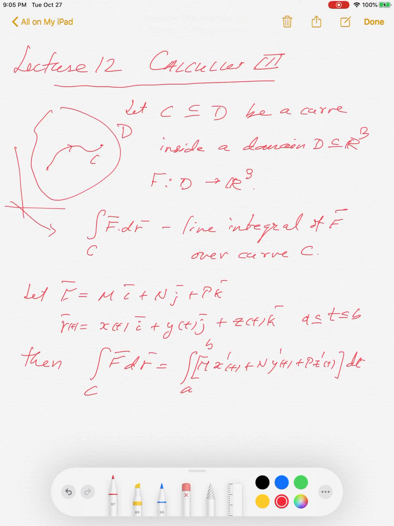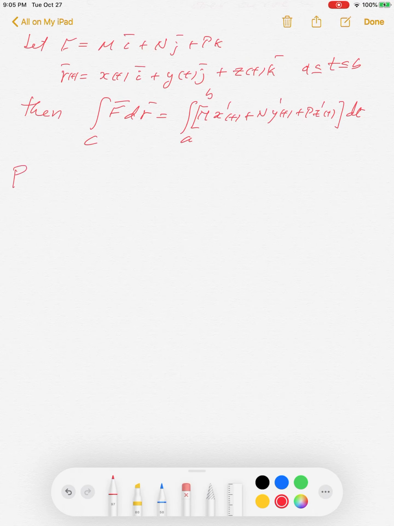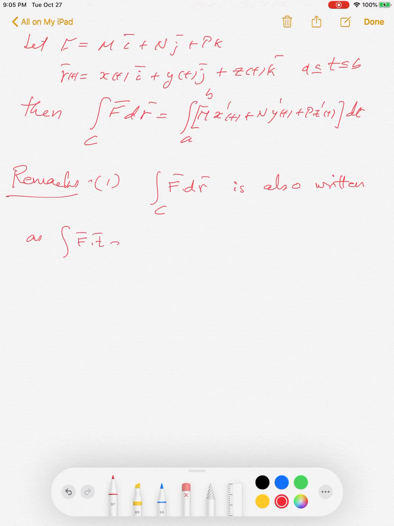So let me make a few remarks on this concept, and then we will continue with doing a few more problems. So remark number 1, the integral of f bar dot dr bar over C is also written as the integral of f bar dot t bar ds over the curve C.